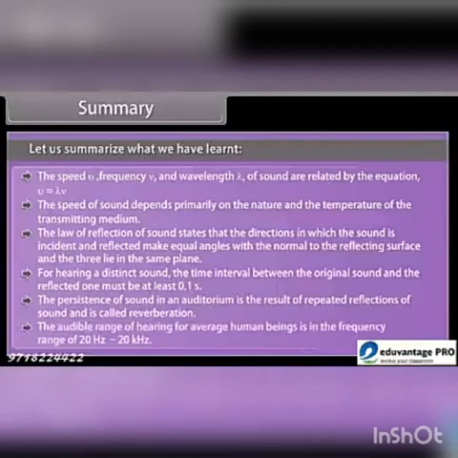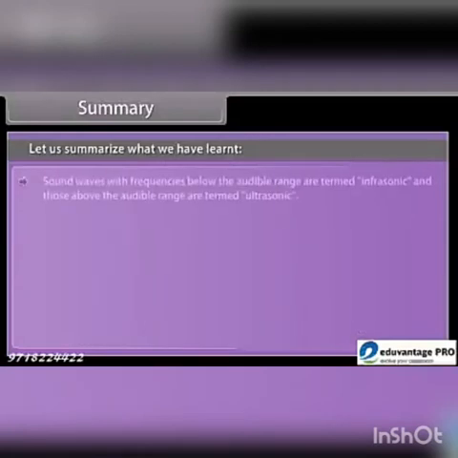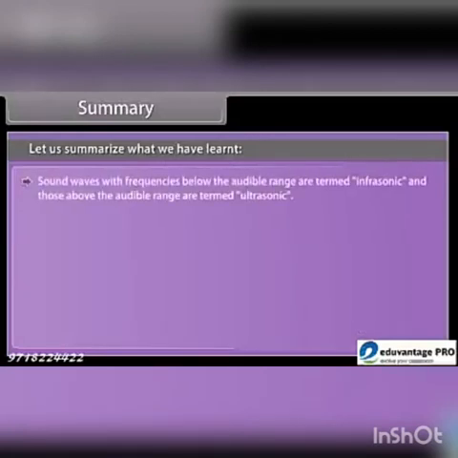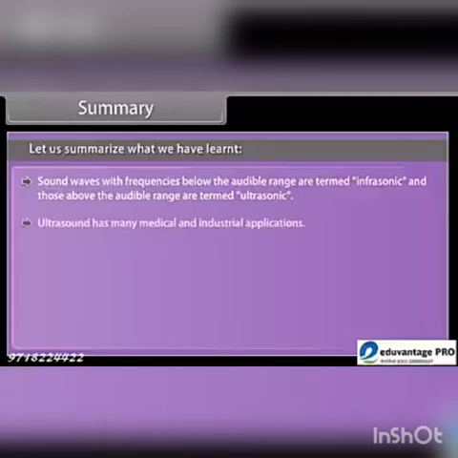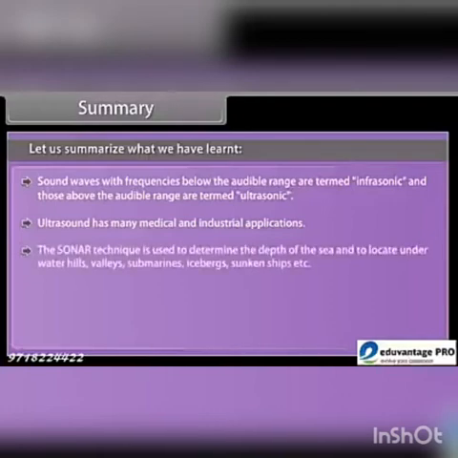The persistence of sound in an auditorium is the result of repeated reflections of sound and is called reverberation. The audible range of hearing for average human beings is in the frequency range of 20 Hz to 20 kHz. Sound waves with frequencies below the audible range are called infrasonic, and those above the audible range are termed ultrasonic. Ultrasound has many medical and industrial applications. The sonar technique is used to determine the depth of the sea and to locate underwater hills, valleys, submarines, icebergs, sunken ships, etc.